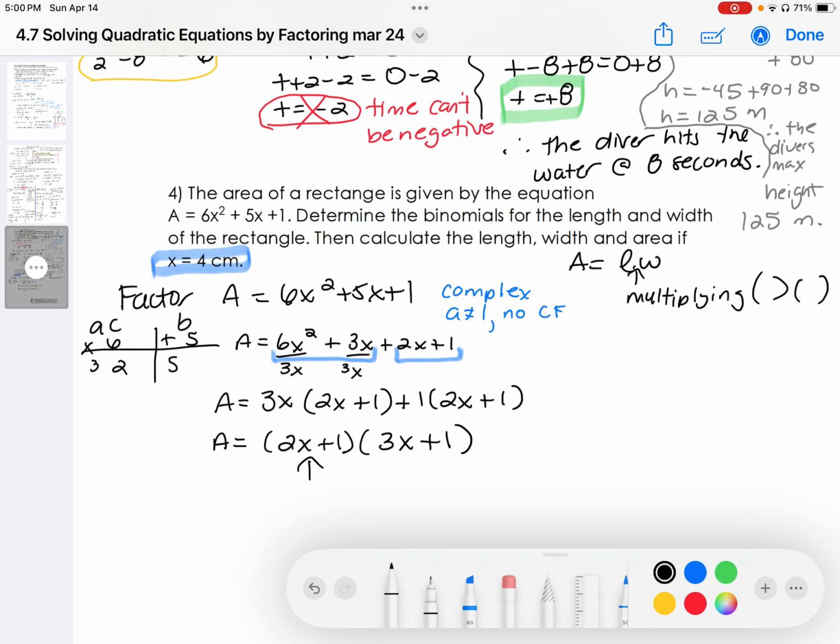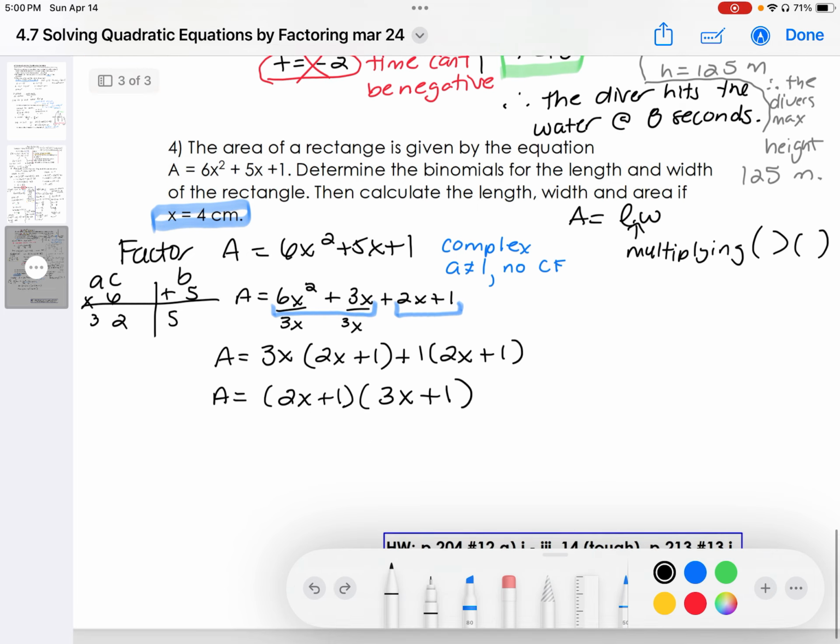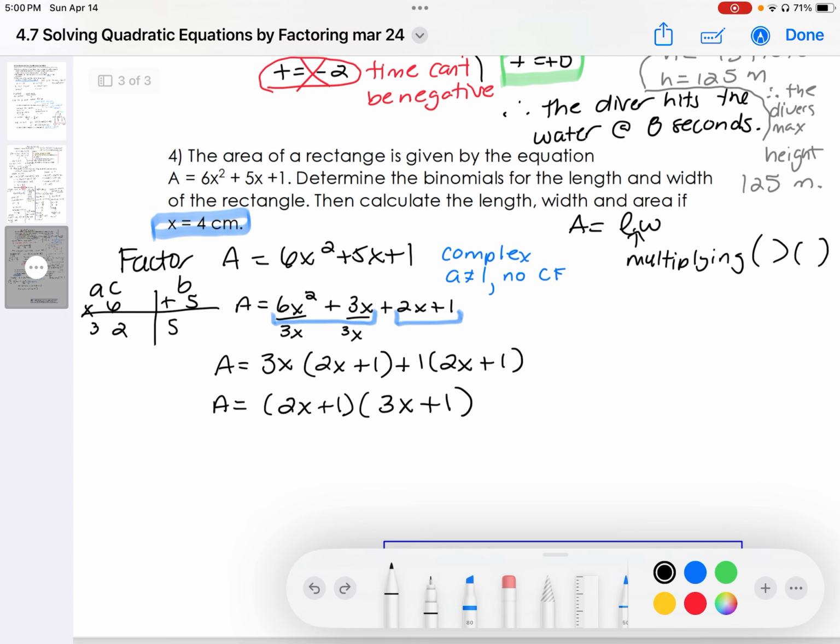The beauty of these questions, it doesn't really matter when you multiply length times width. This one could be width or this one could be length. It doesn't matter. When you multiply, the order doesn't matter. So that is why I kind of like this question. So it says determine the binomials for length and width. So, I mean, I'm pretty lenient. You could leave your answer like this, but then you could also have a sentence, length equals 2x plus 1, width equals 3x plus 1. That's fine.